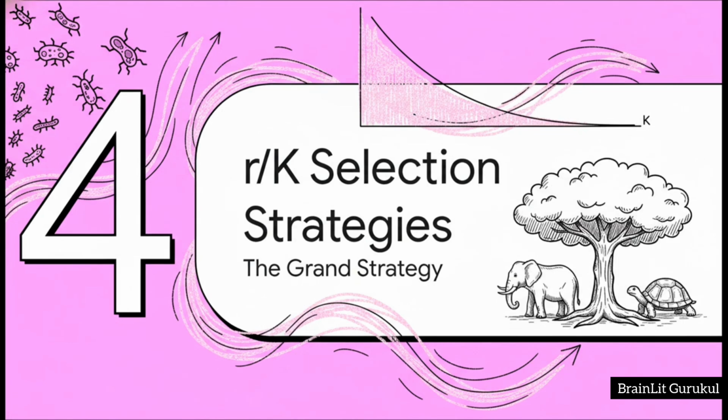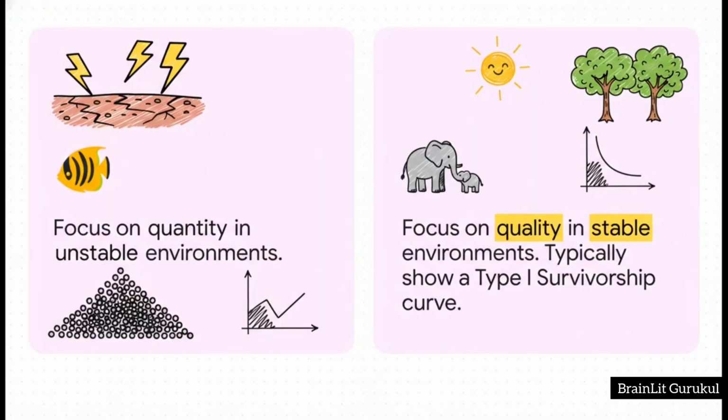So these three curves, they aren't just random patterns. No, they're visual clues to much deeper evolutionary strategies. And they lead us right into one of the most fundamental concepts in all of population ecology, the theory of R and K selection. It really is a tale of two strategies.